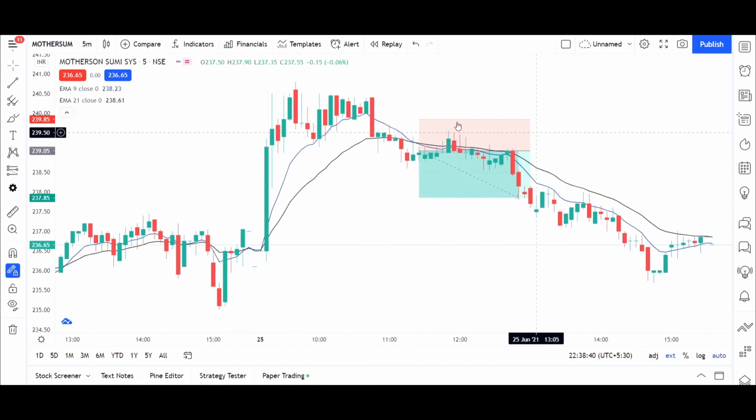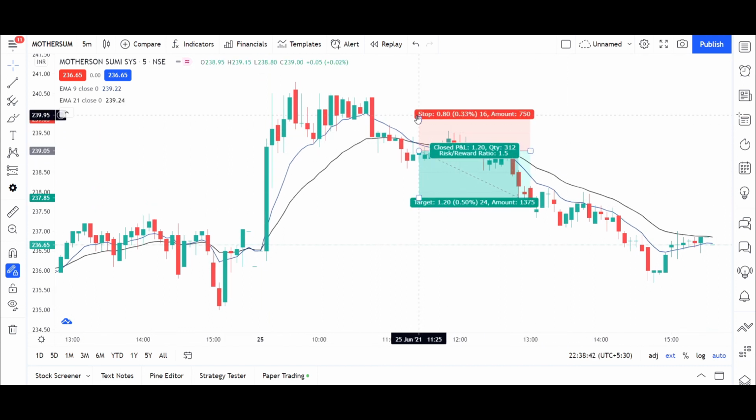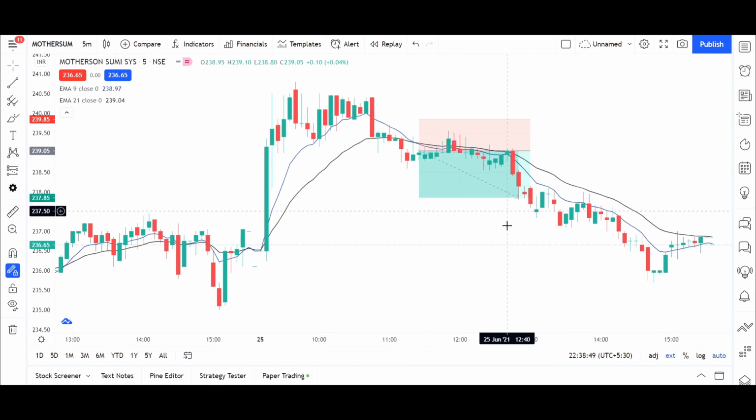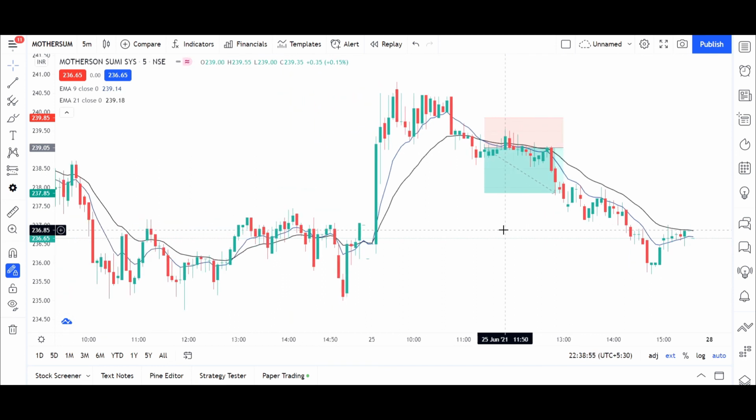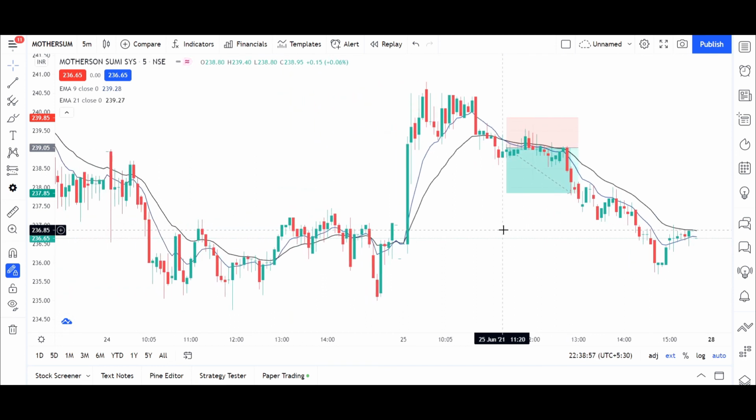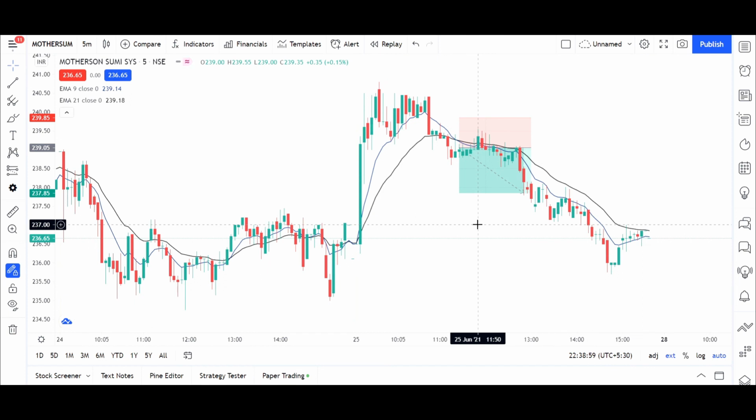So to avoid that, we have to keep a stop loss at least 0.30% above our 9 EMA, and your target price has to be 0.50% to 0.75%, depending on how well you can hold your winning trades. Okay, so guys, this was how you can take a short trade using the 9 and the 21 EMA crossover.